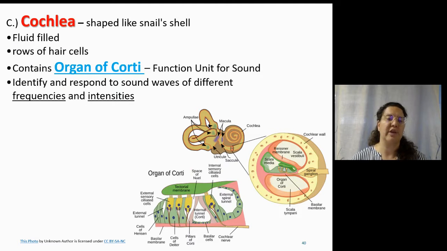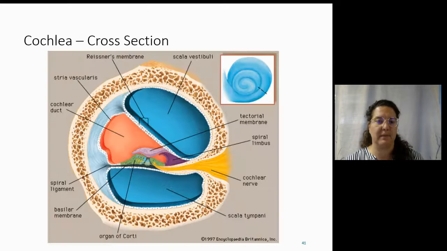The cochlea is shaped like a snail's shell. It's fluid filled and it has rows of different hair cells. And inside that cochlea is something known as the organ of Corti, which is the functional unit for sound. And it's able to identify and respond to sound waves of different frequencies and sound waves of different intensities. So this is a great cross section of the cochlea.